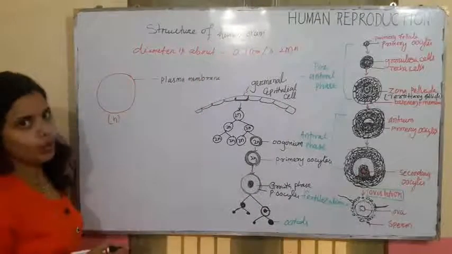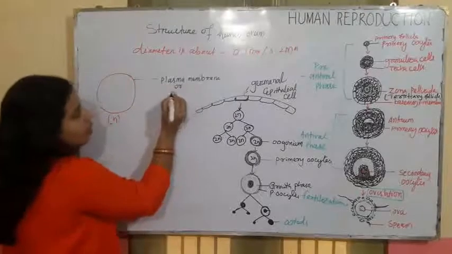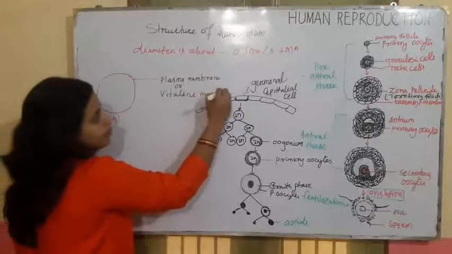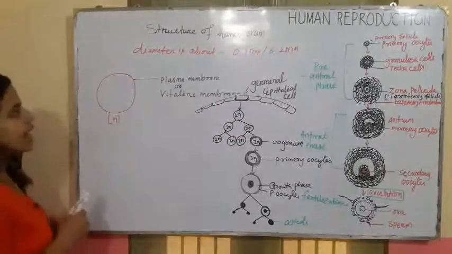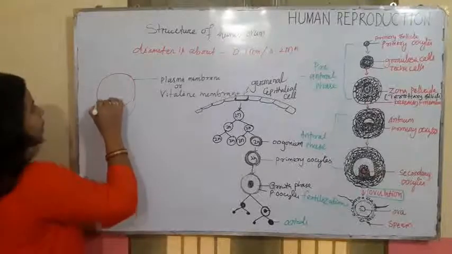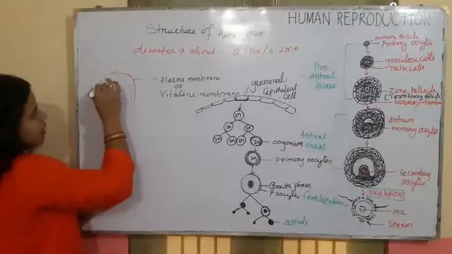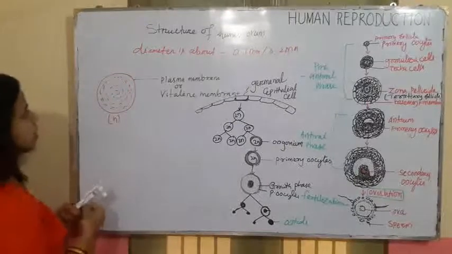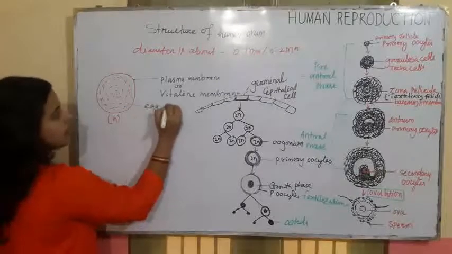In the case of the human ovum, the plasma membrane which is present is also called the vitelline membrane. Okay, and inside the vitelline membrane, there are structures filled here, which is called as what? Egg plasm. Let us label them. Egg plasm.